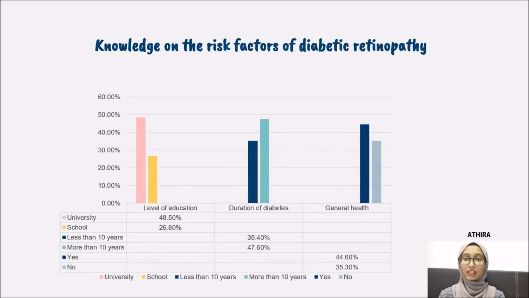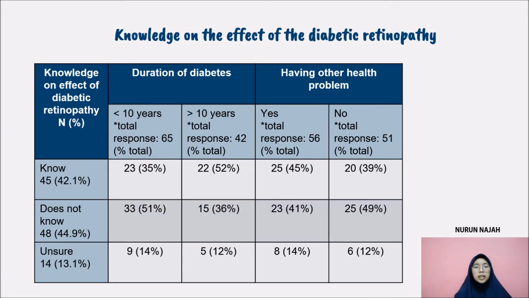Thus, the longer duration of diabetes may cause the participant to become more alert to take care of their body well, which increases the awareness on the risk factor, while a short duration of diabetes may cause them to have less exposure to the diabetes complication, which is diabetic retinopathy. Next, we move to the knowledge on the effect of diabetic retinopathy.